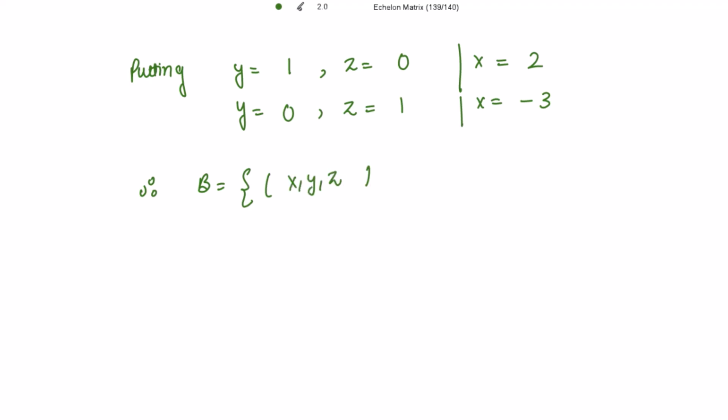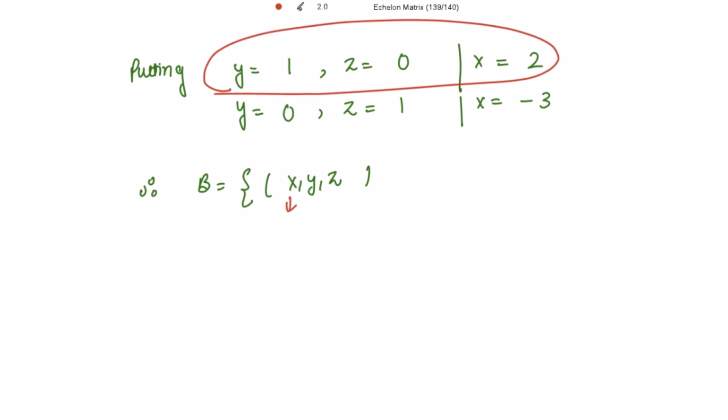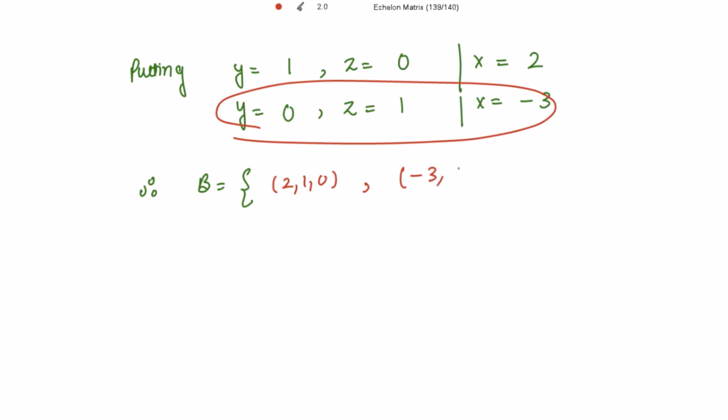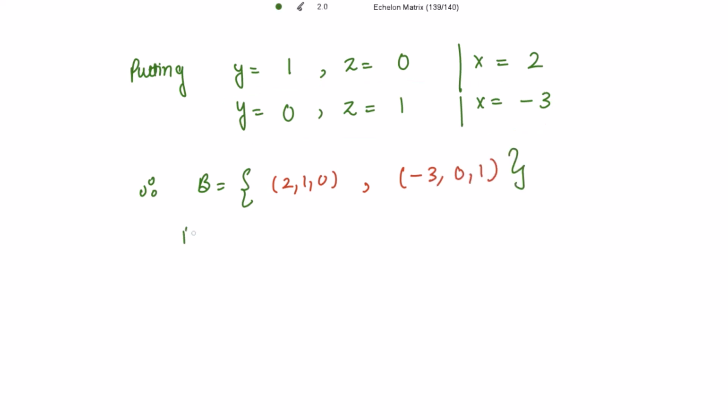X, y, z, right? So the value of x is 2. From the first set, we are getting the basis to be, the value of x is 2, y is 1 and z is 0. So the first element is 2, 1, 0. From the second set, the second element becomes negative 3, 0, 1. So this is a basis for W. And the dimension of W is equal to, the number of elements are 2. So dimension of W is 2.